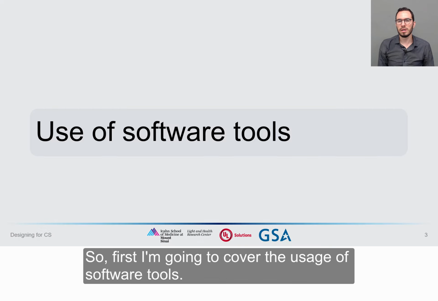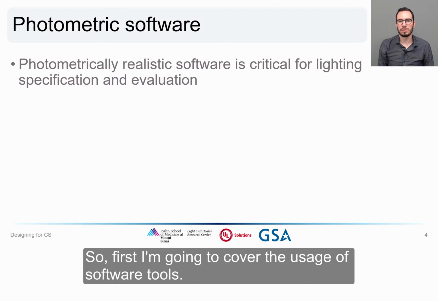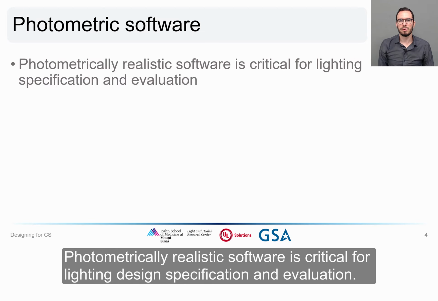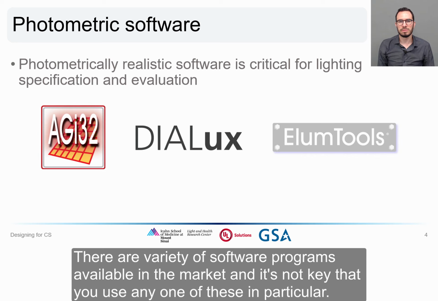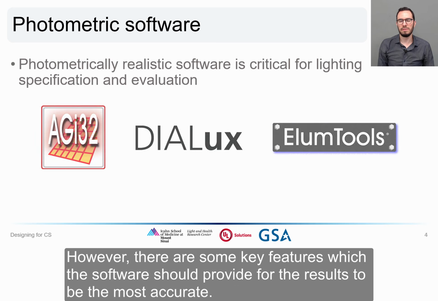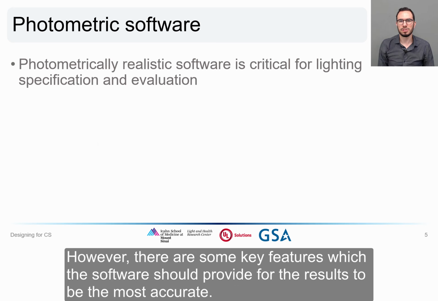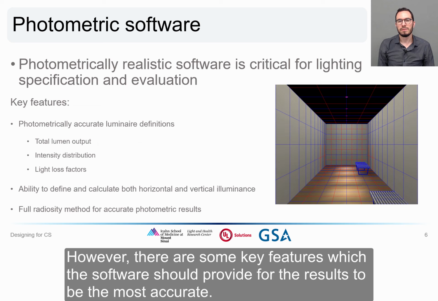So first, I'm going to cover the usage of software tools. Photometrically realistic software is critical for lighting design, specification, and evaluation. There are a variety of software programs available on the market, and it's not key that you use any one of these in particular. However, there are some key features which this software should provide for the results to be the most accurate.